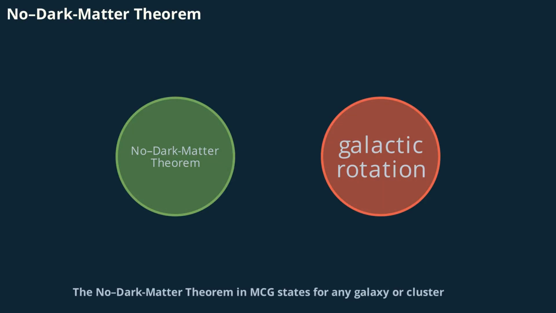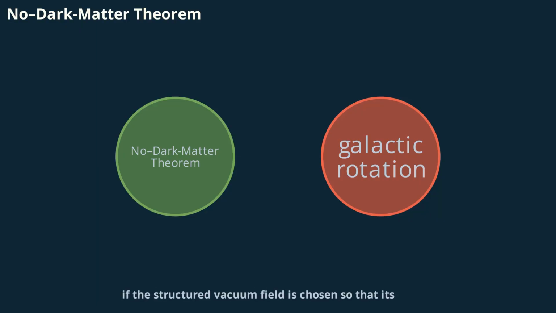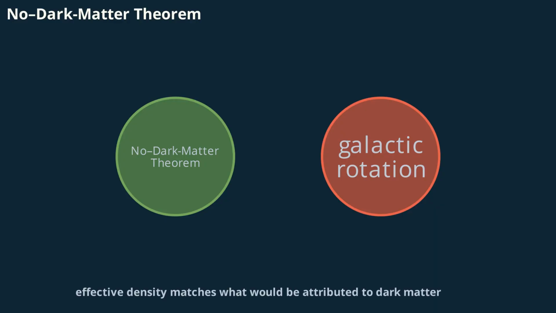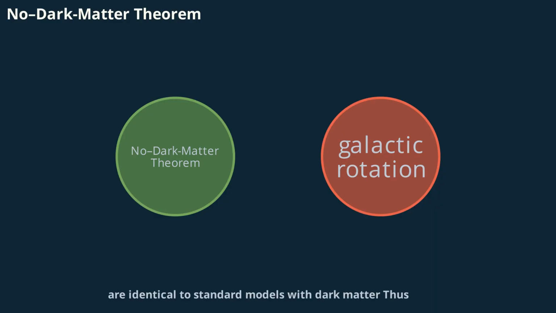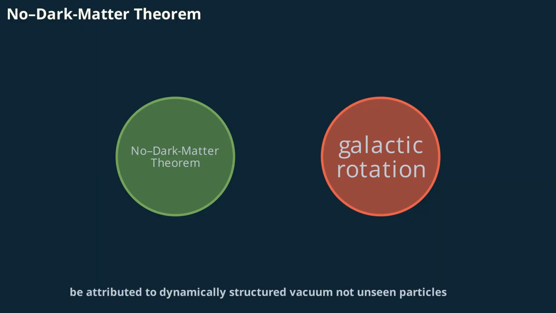The no dark matter theorem in MCG states: for any galaxy or cluster, if the structured vacuum field is chosen so that its effective density matches what would be attributed to dark matter, then the resulting gravitational potential and lensing are identical to standard models with dark matter. Thus, all classical dark matter phenomena can be attributed to dynamically structured vacuum, not unseen particles. This is a paradigm shift in how we interpret cosmic structure.